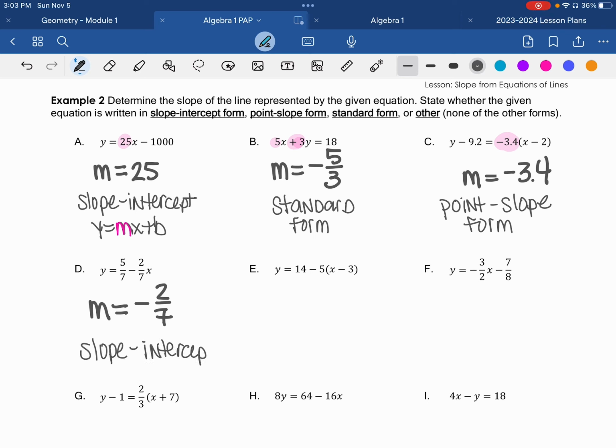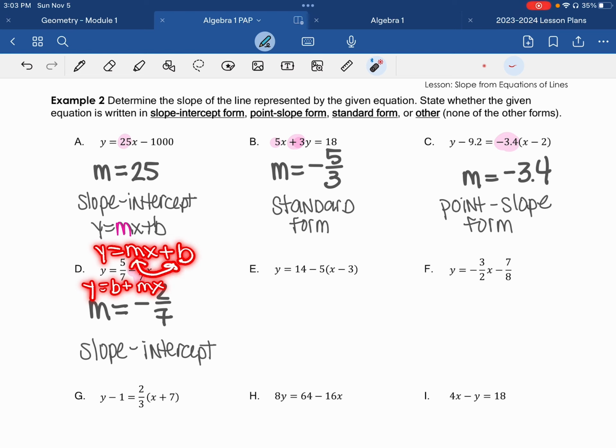And I do believe that this one is in slope intercept form once again. Now, I know this one looks a little tricky in that it's not in slope intercept order, but it is. What they've done here is they switched the M and the B, and that's all that they've done. So y equals mx plus b is the form that we're used to, and they've just switched them. So they're trying to help me to look for the slope.